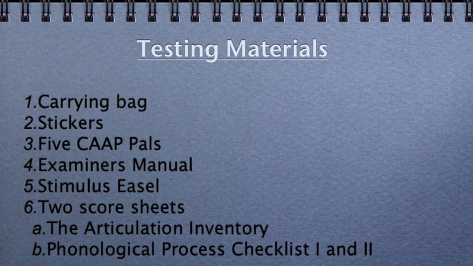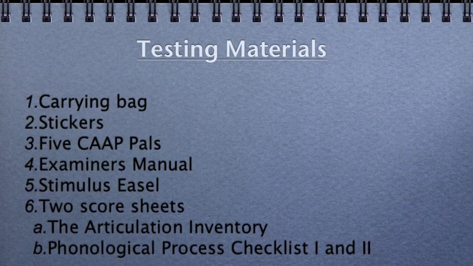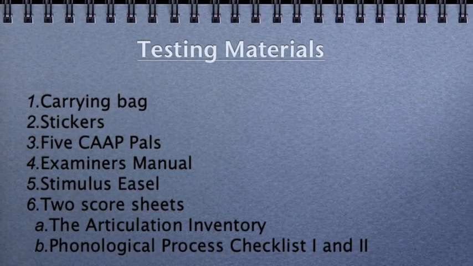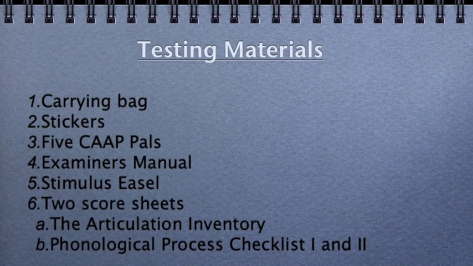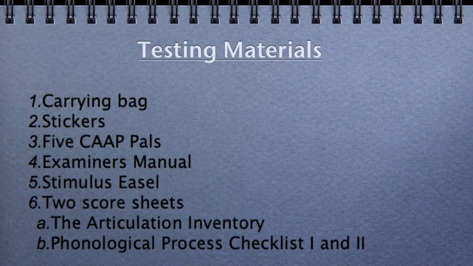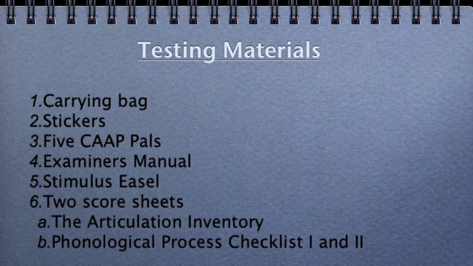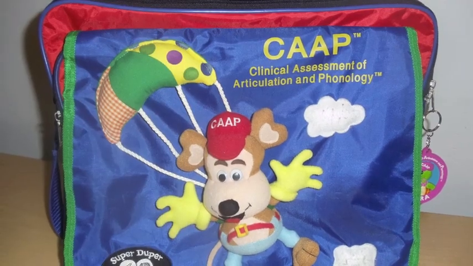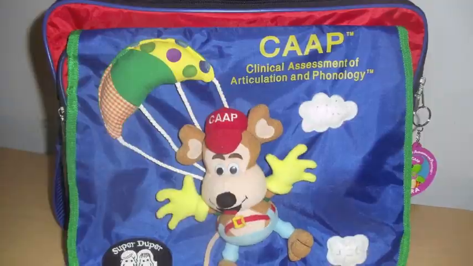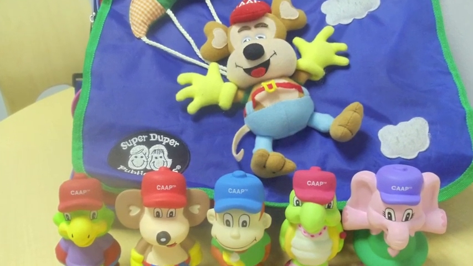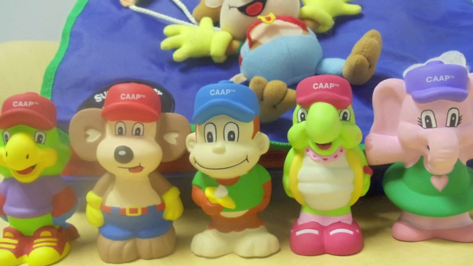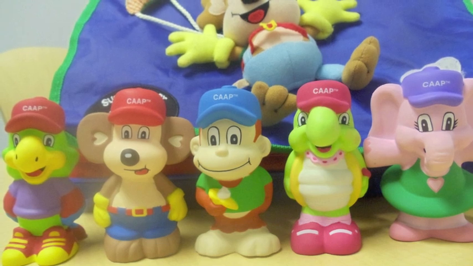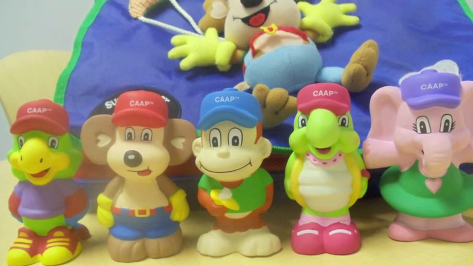The testing materials include a carrying bag, stickers, 5 CAAP pals, an examiner's manual, stimulus easel, and 2 score sheets, the articulation inventory and the phonological process checklist 1 and 2. Inside the carrying bag are the 5 CAAP pals. Young children love meeting the CAAP pals. They help the clinician by eliciting a language sample from the child. While the clinician reads the introductory story, the CAAP pals are introduced.